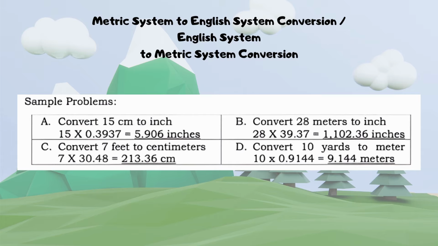7 times 30.48 is equal to 213.36 centimeters. Number 4. Convert 10 yards to meters. 10 times 0.9144 is equal to 9.144 meters.